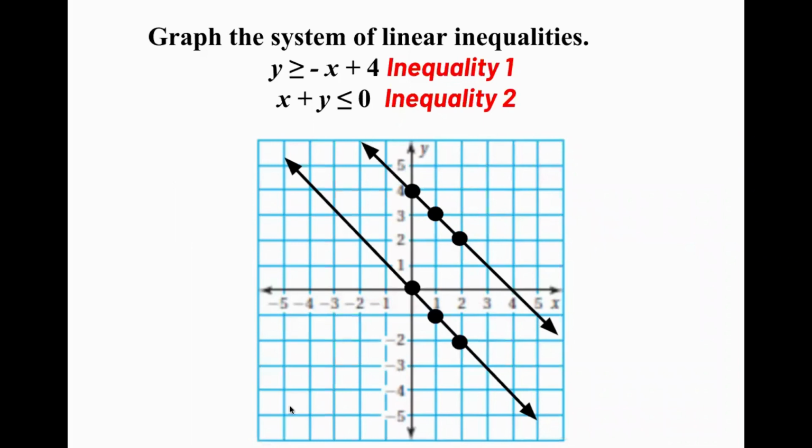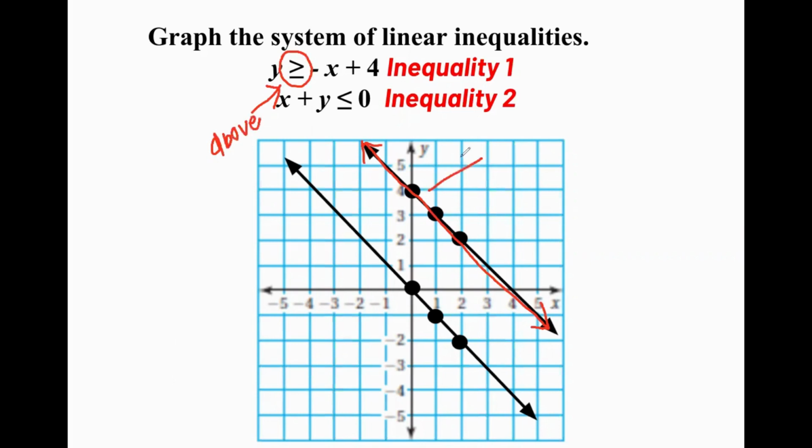For our very first inequality, we have y is greater than or equal to negative x plus 4. Make sure that you're looking at the right line. That inequality would be this line right here. And we have greater than or equal to in this case. So you're going to shade above the line.